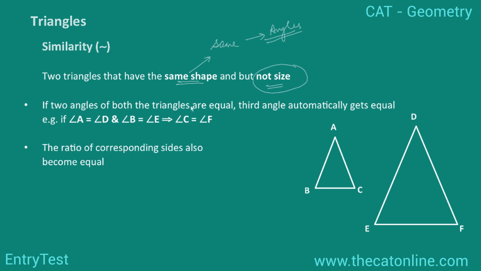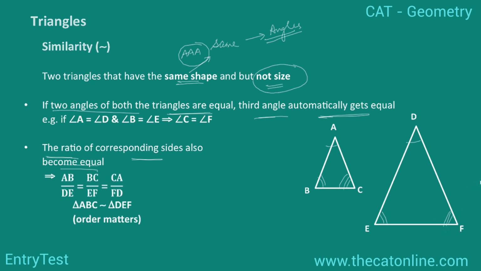So if I just look here, the ratio of the corresponding sides for similar triangles has to be equal. Now it is not necessary that I need to prove that all the angles are equal. Two angles would also suffice, because if two angles are equal, the third one automatically becomes equal. So here if I say angle A is equal to angle D, angle B is equal to angle E, therefore angle C would automatically become equal to angle F.